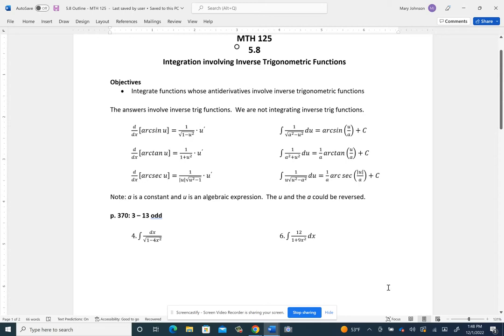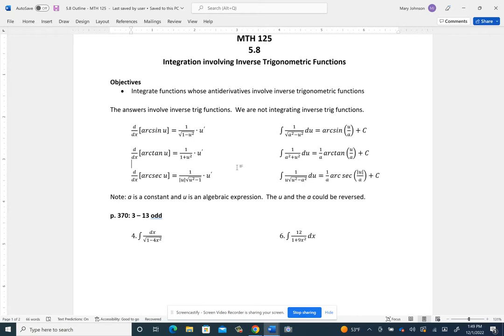All right, I'm going to make a video that goes with the section 5.8 handout that you got today. What's going on in section 5.8 is we're going to be looking at expressions that can't be integrated using the techniques from section 5.5. They look like they might be able to, but they can't.